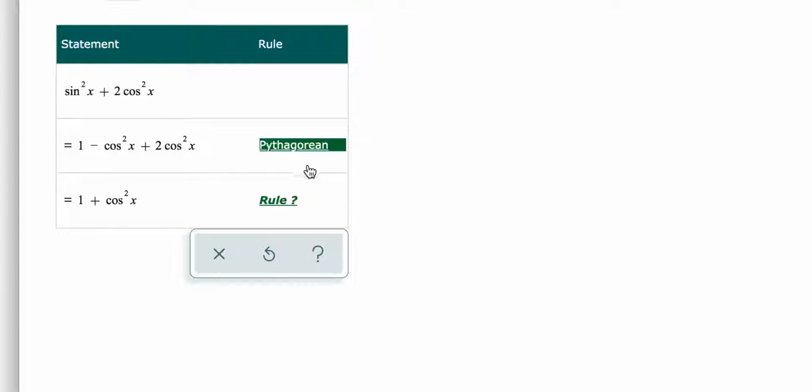If you practice that and still aren't sure, do a Google search for what a Pythagorean identity is. The Pythagorean trig identity is probably what you want to type in.